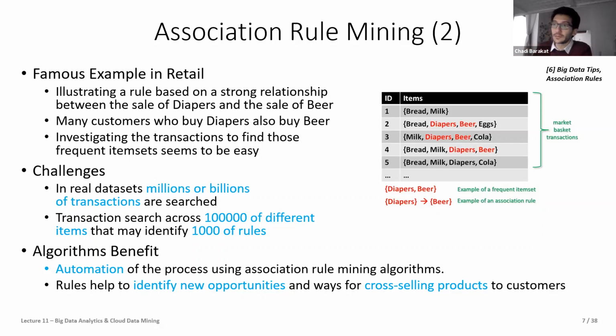So with automation comes the benefit of identifying new opportunities for sales, as I mentioned before, and specifically cross-selling. In this case, diapers and beer, but in other cases, it could be perfume and face napkins to remove makeup, maybe a mascara and a set of earrings. It could be almost anything.